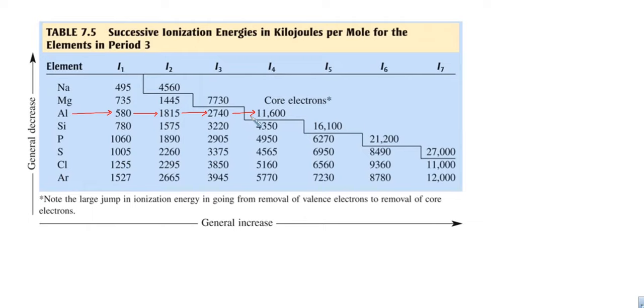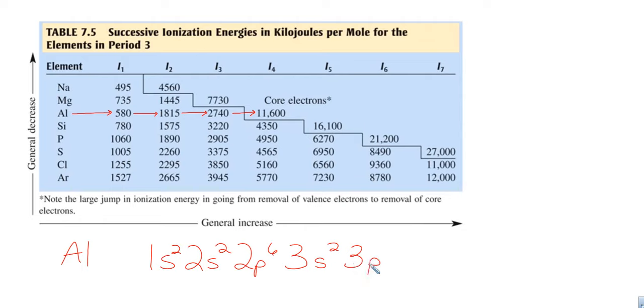So aluminum atom, number 13. I'm going to do this the long way because it's not that big of an atom. 1s2, 2s2, 2p6, 3s2, 3p1.